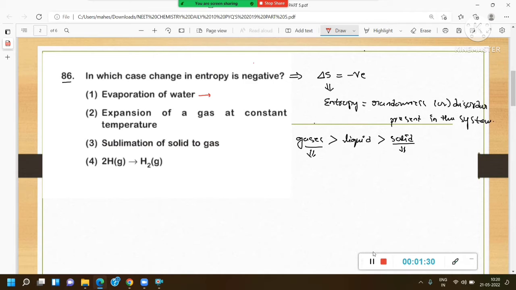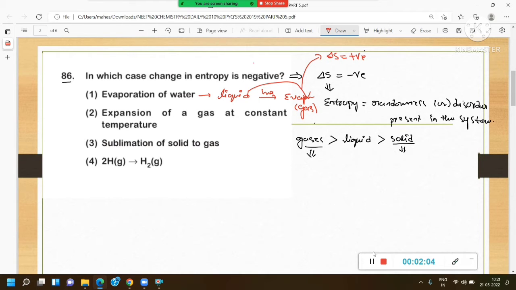Now let us verify the given statements. The first one is evaporation of water. That means when liquid is heated, evaporation takes place. Evaporation means liquid to gas conversion. That means gases have high randomness. So its value is delta S equal to positive. Why? Because the randomness is increased, liquid converted to gas.